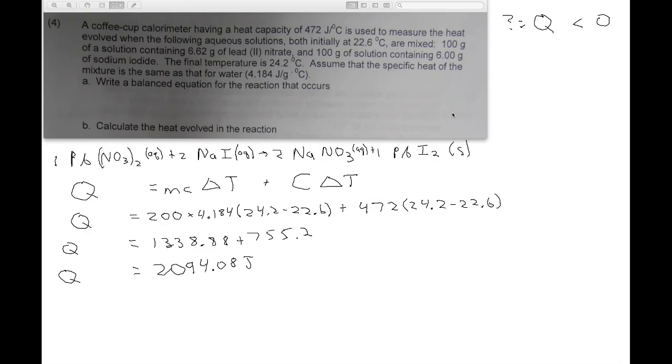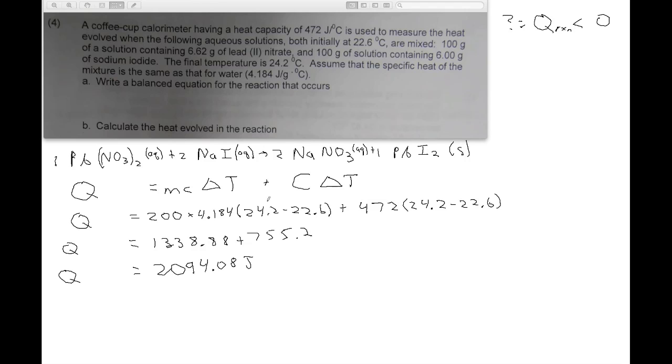What would be a good symbol for what this question is asking us? Q. That's right. But we've seen in some previous problems we have to be more careful. Are they asking us for Q of the calorimeter assembly or Q of the reaction? Oh, Q of the reaction. Would you predict that Q of the reaction is positive or negative? Q of the reaction would be negative because the final temperature is greater than the initial. That's right. So the reaction must be exothermic.